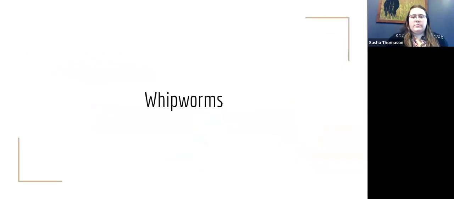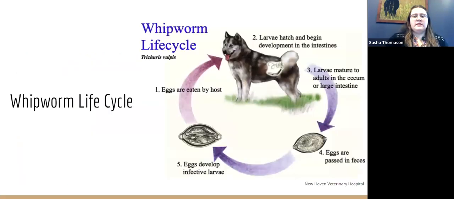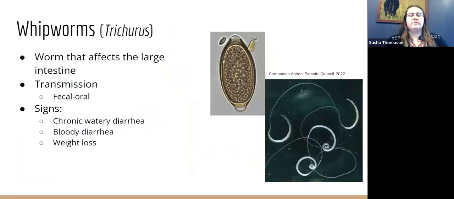The next one up is whipworms. Now, these are not quite as common as the others, but you do still see them. These are worms that generally affect the large intestine and are transmitted fecal-orally. So you can see signs like chronic watery diarrhea. You can also see bloody diarrhea, and then weight loss due to nutrient loss, fluid loss, things like that.